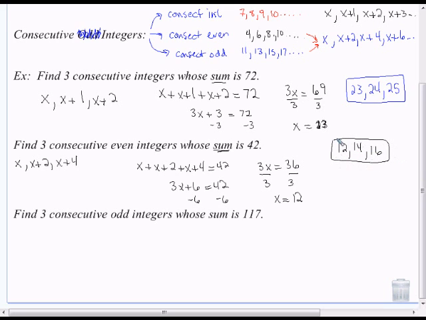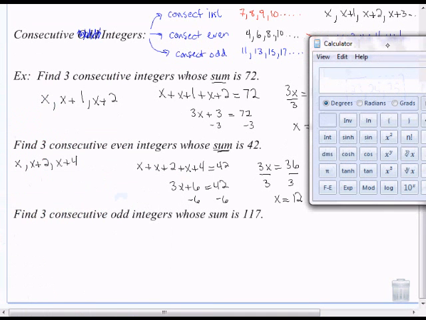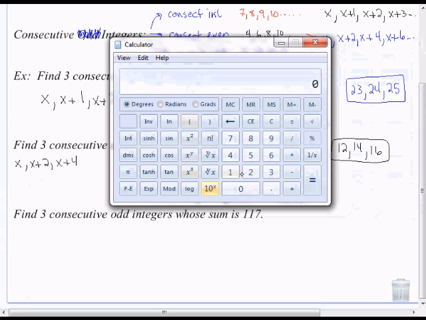Now, if you want, you can check yourself. I can add them together and prove to myself that it's true. So 23 plus 24 plus 25 equaled 72, so I'm right. 12 plus 14 plus 16 equals 42. So I know I'm right.